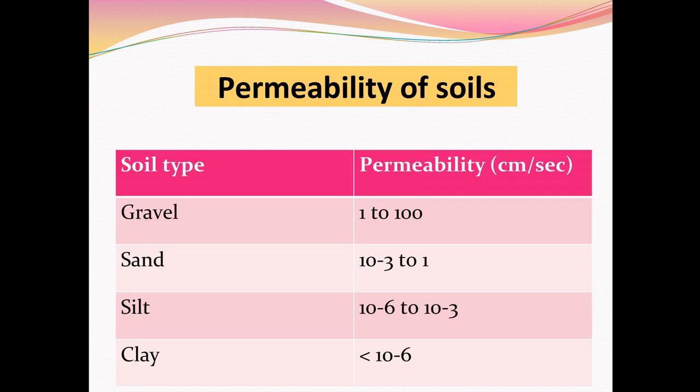See the permeability values given in the table. Soil type, permeability in centimeters per second. Gravel is 1 to 100 centimeters per second. Compare this with clay, which is less than 10 power minus 6 centimeters per second.